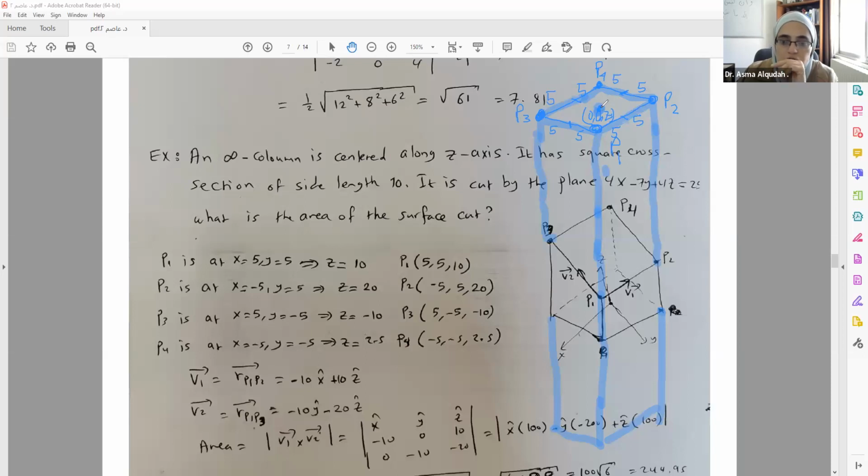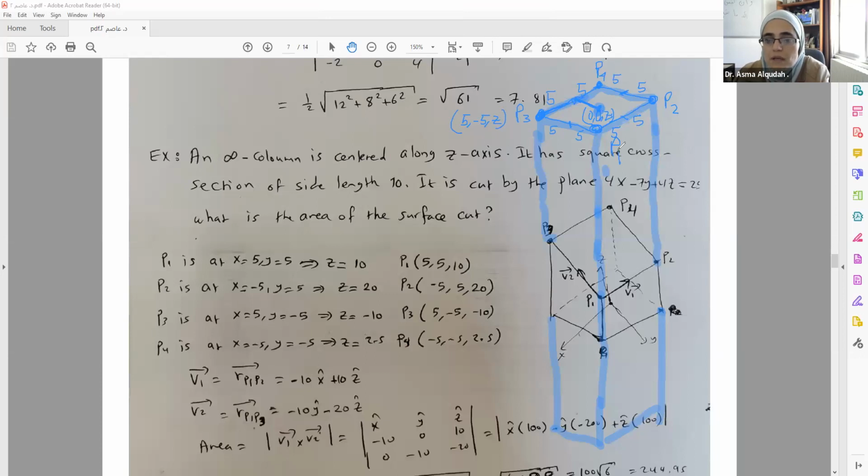If we move to this side, we are moving in the y direction. How many units are we moving in the y direction? 5 units to the left, so this represents -5 in the y direction. And moving this way represents 5 units in the x direction. So the components of P3 are 5 in the x direction, -5 in the y direction, and z. We don't know the height, so for now it's z.